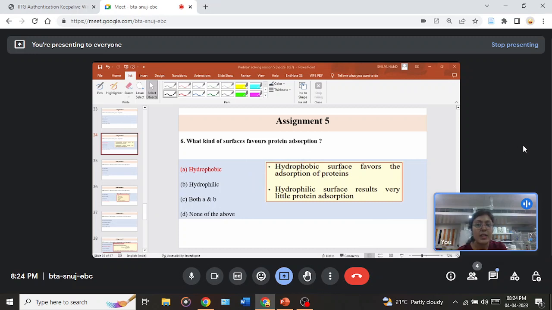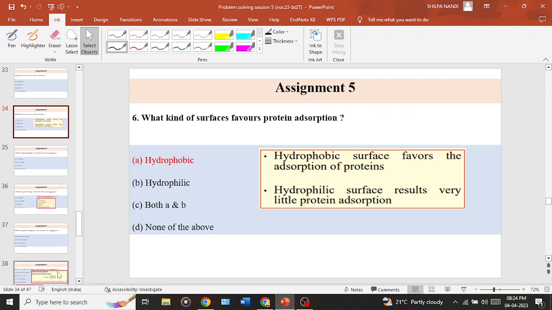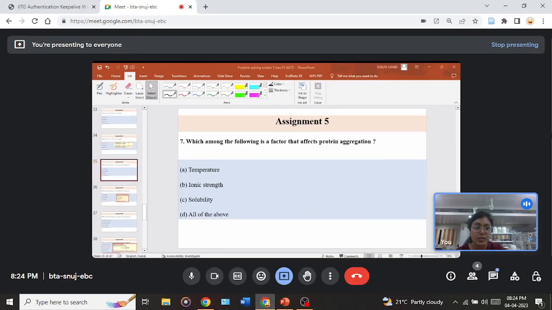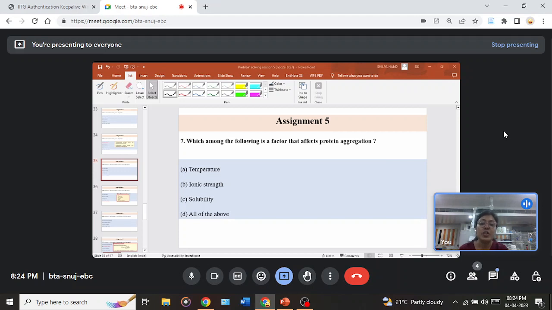So this was the particular answer to this question, that is option number A, that is hydrophobic surfaces favors the protein adsorption and hydrophilic surfaces results in very little protein adsorption. Okay, now we will move on to our next question, which is which among the following is a factor that affects protein aggregation? So I think this is a very straightforward question. So your options here are A, temperature, B, ionic strength, C is solubility, and D is all of the above.